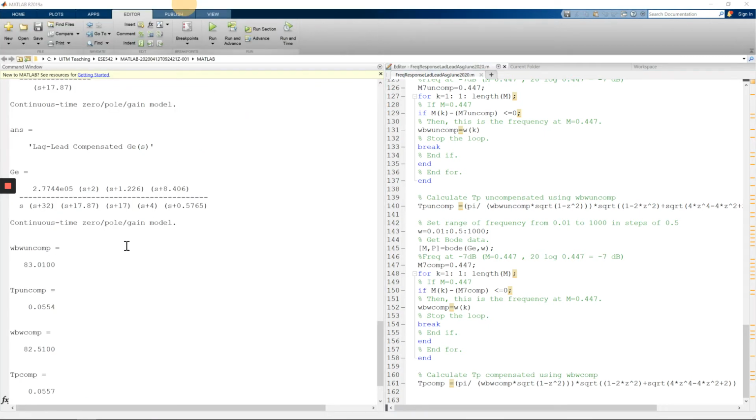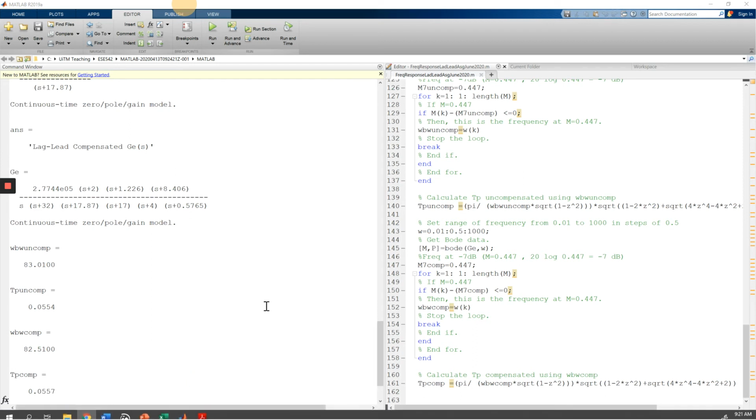Let's check the answer. At -7 dB for the uncompensated system, the uncompensated bandwidth frequency is 83 radian per second, and I calculate the uncompensated peak time as 0.0554 second. For the compensated system, the compensated bandwidth frequency is 82.5, and the peak time for the compensated system is 0.0557.